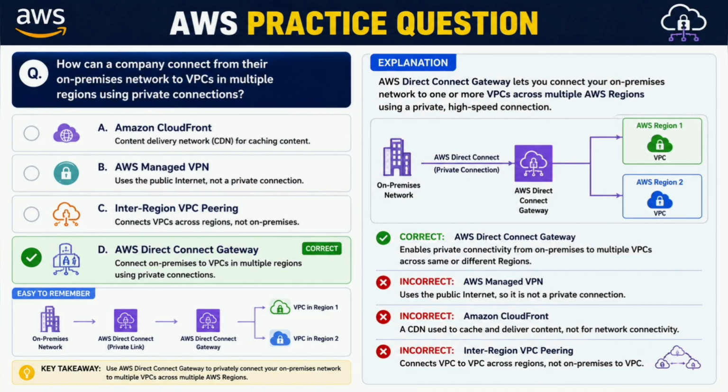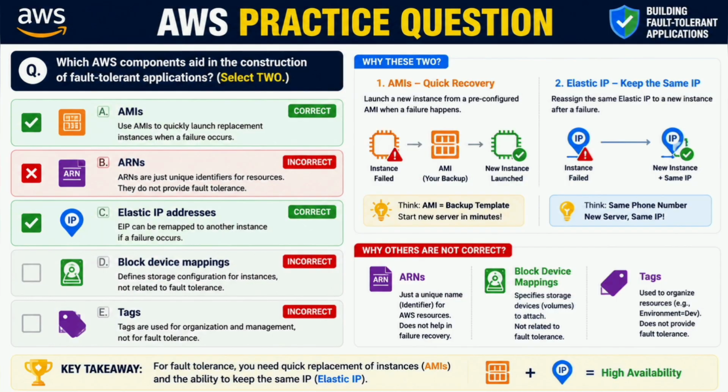So I move to the next slide, question 4, that is: which AWS components aid in the construction of a fault tolerant application? We have to select 2. So 5 options are there. Option A, AMIs, so Amazon Machine Image. It is used to quickly launch a replacement instance when a failure occurs. So it is a correct answer.